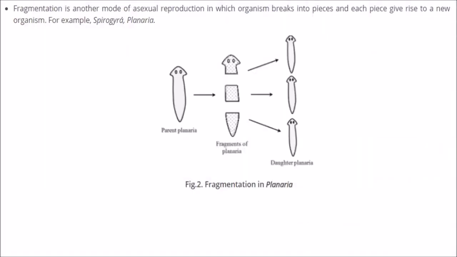Fragmentation. This is also a mode of asexual reproduction. In this, what happens? The organism would break into pieces like this, and each piece will give rise to a new organism, like the Spirogyra and planaria. They reproduce by fragmentation.